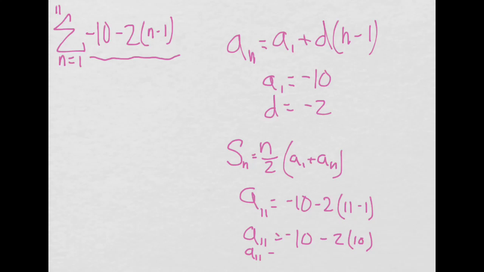equals, sorry, I pressed the new page button. A sub 11 equals negative 10 minus 20, which is indeed negative 30.